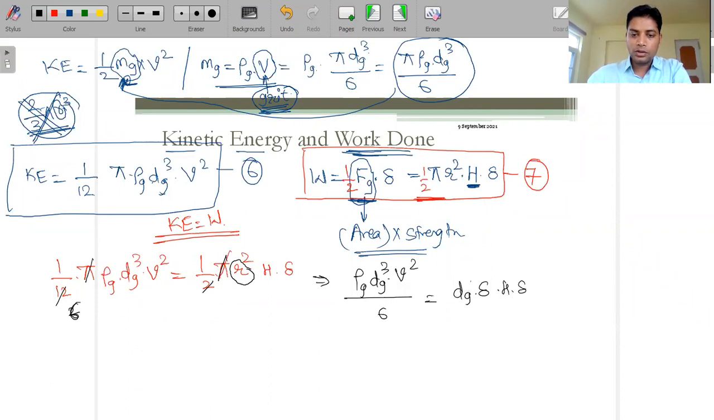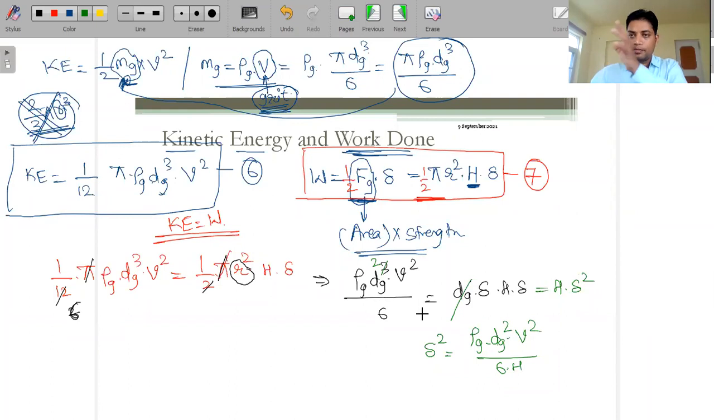Okay guys, so this is dg and this is dg cube, so it will become dg square. And this is delta into delta, so this will become delta square. So on the right hand side, this will be h into delta square. From this equation you can calculate the value of delta. First calculate the value of delta square, so it will be rho g into dg square into v square upon 6 into h.